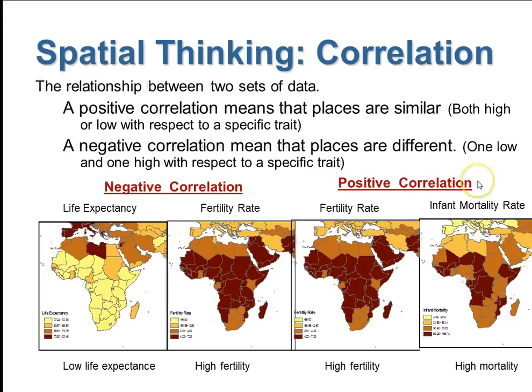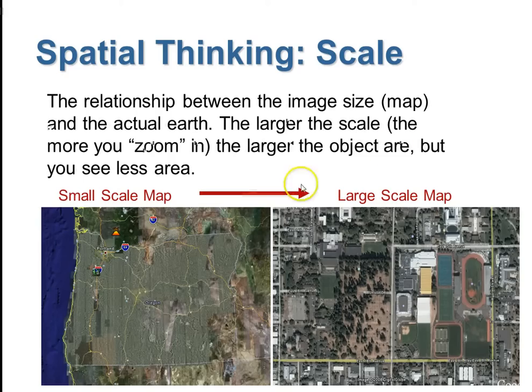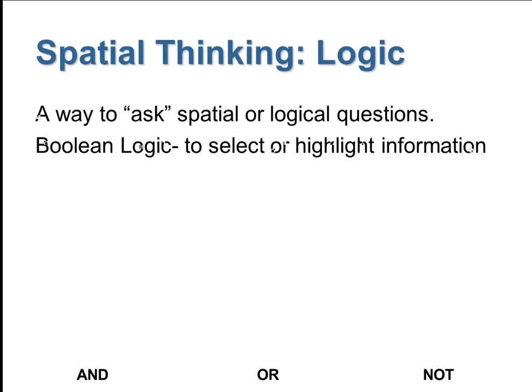And over on this side would be a positive correlation where fertility rate is high and infant mortality rate is also high. Students also think of positive correlation as having a good result and negative correlation as having a bad result. And then of course being able to talk about scale and the impact that scale has on analysis, just as in the crime patterns. If I zoom out on the state, you can really see the crime patterns as a very tight cluster in Eugene, but when I zoom in, not so much. And the web-based GIS will let students look at spatial thinking and ask logical questions.